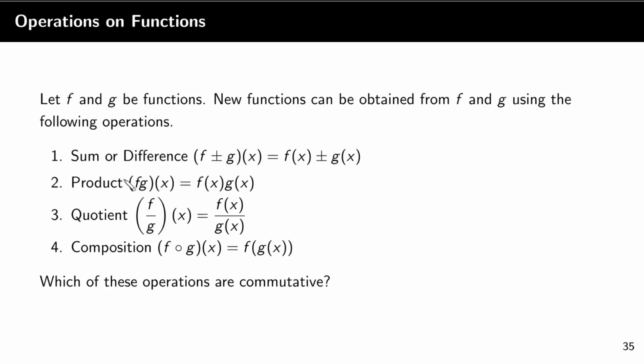Actually, itong product din. Yung product ng f and g, which is f times g or fg of x, is just equal to the product of f of x and g of x. Okay. And same thing with the quotient, f over g of x is equal to f of x over g of x.